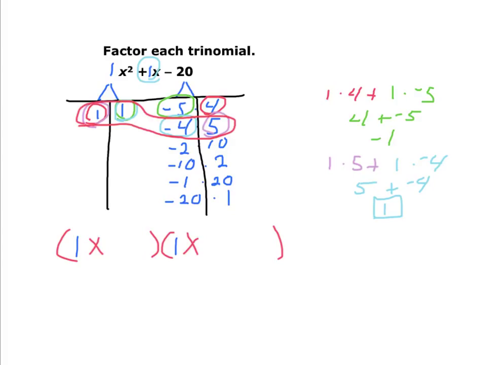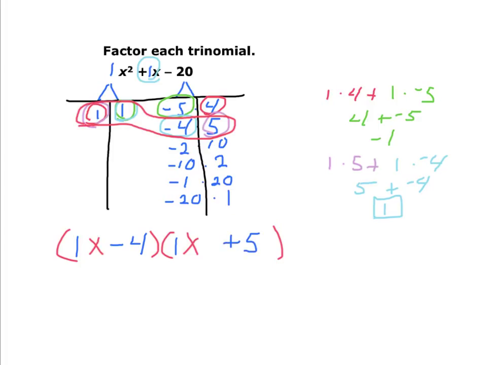What about this negative 4 right here? It's part of the last term, so it's going to go in one of these two last term spots. Because it is the first one I come to, negative 5 and 4, that means it's going to go in the first binomial in the last spot. So I'm going to put negative 4. And lastly, I have a positive 5, and that's going to go right there.